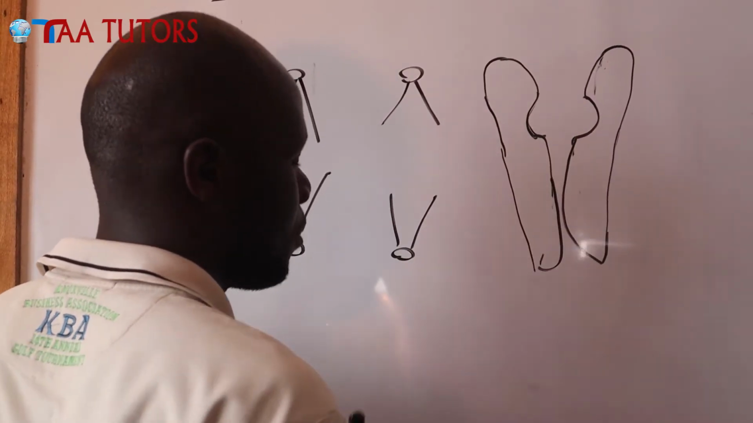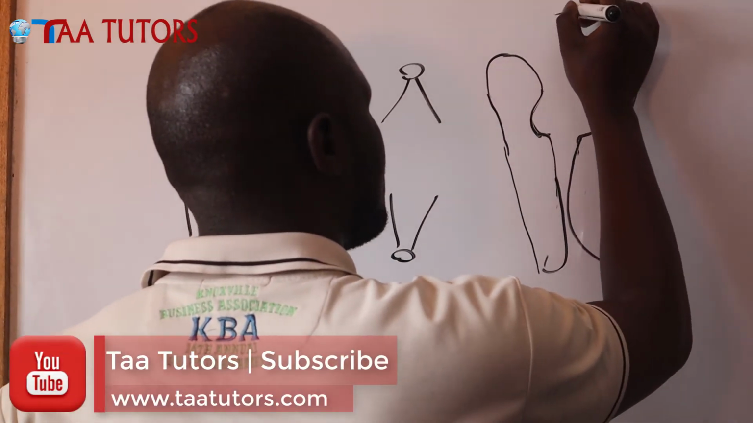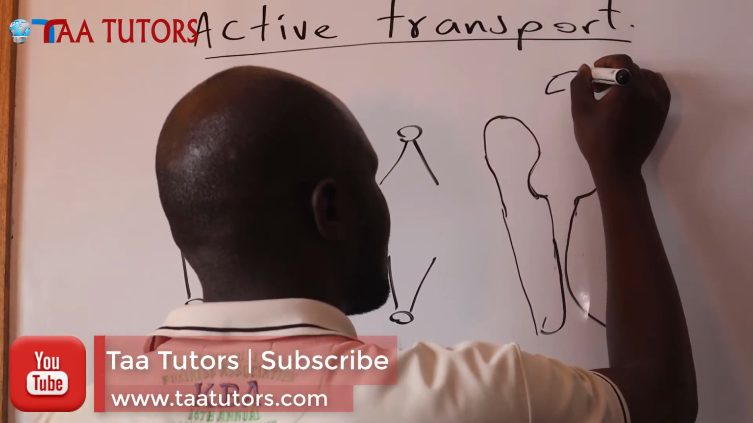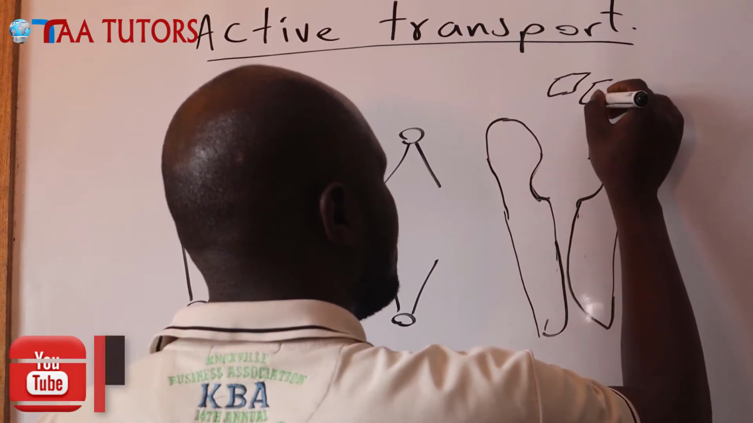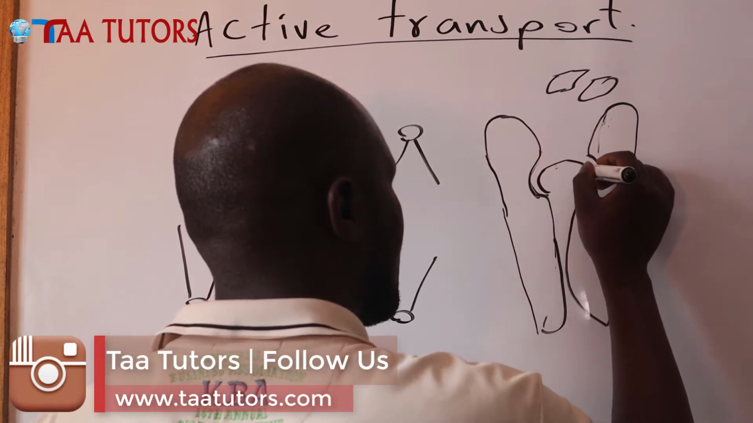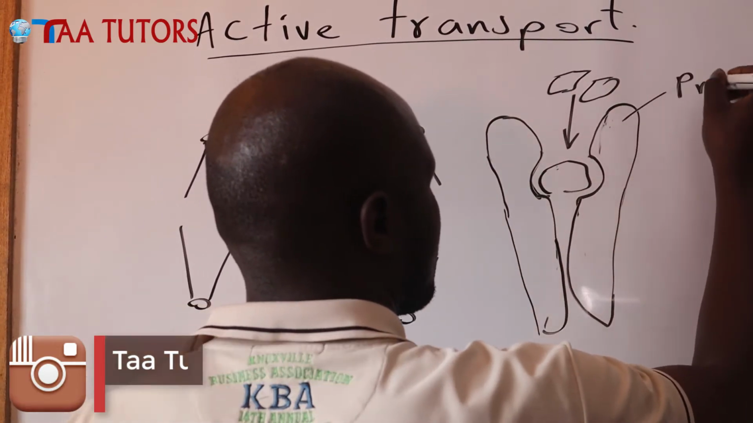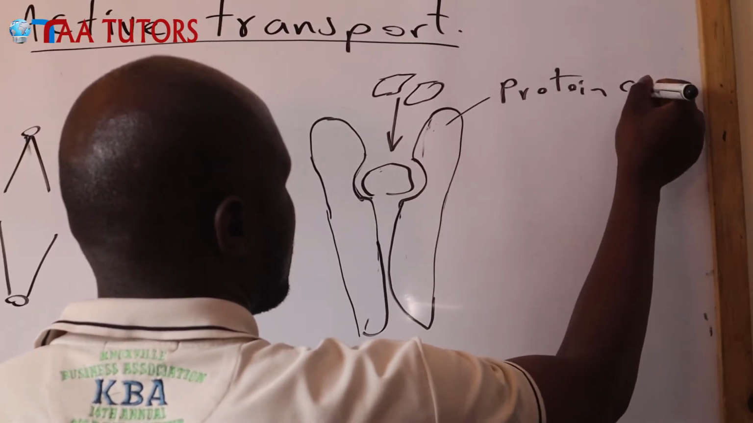So this is what I'm referring to as the protein carrier, and therefore I have the molecules, assuming that they are glucose, for example, they will be fitting in here. So we can have one being picked up there. The molecules fit themselves this way, and we refer to this as the protein carrier.